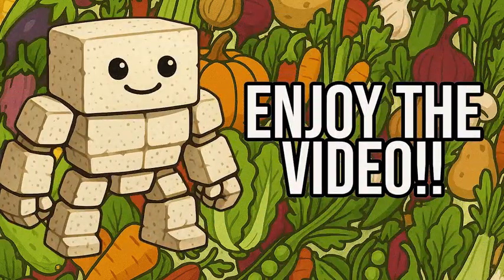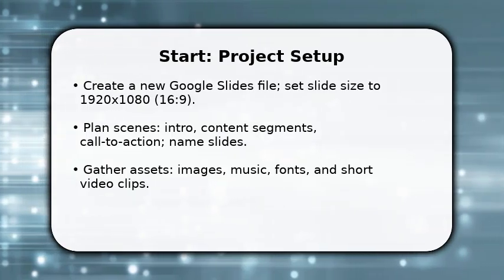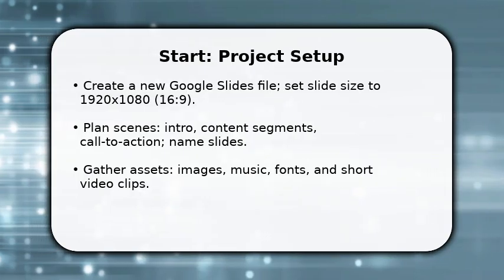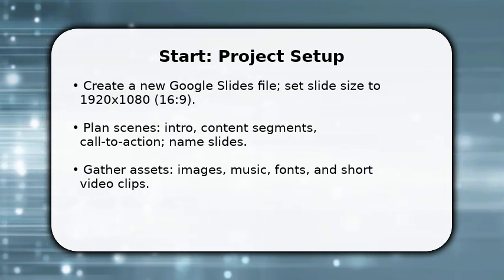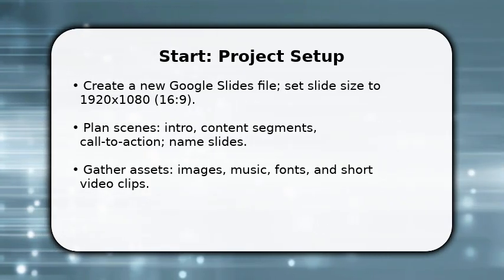Please enjoy the video. You open Google Slides and make the canvas 1920 by 1080 so your video fills YouTube frames. This matters for crisp export. Once done, map out scenes by renaming slides: intro, points, CTA, because organization speeds editing.